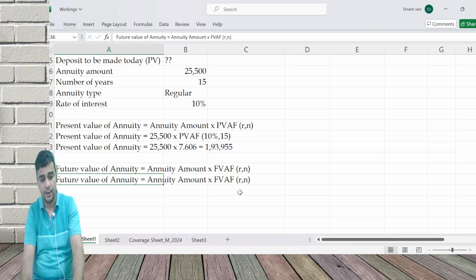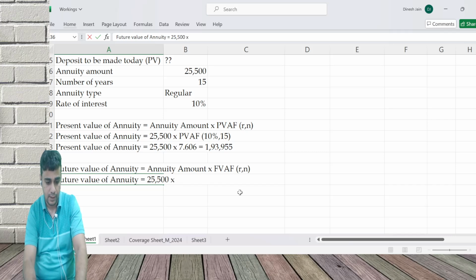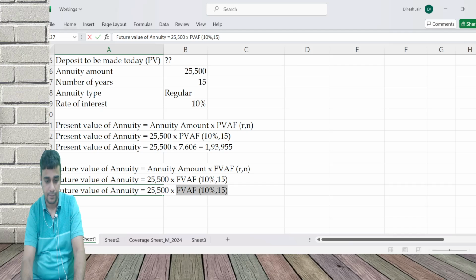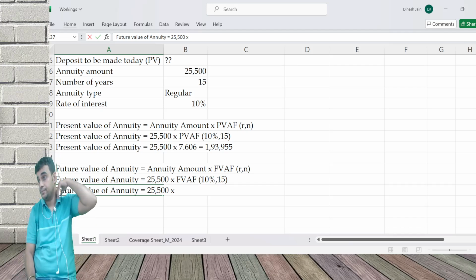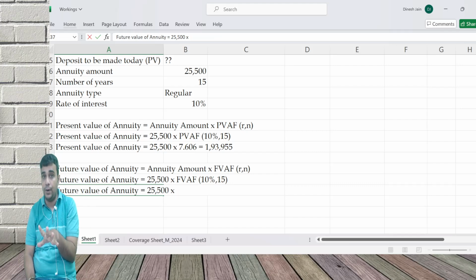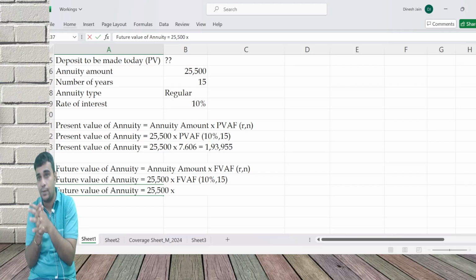Then 25,500 into FVAF 10% comma 15 in the calculator. I'll repeat. By this time you should get full clarity on it. If you still don't get clarity, I'm okay to repeat it, because till you get this done, I cannot go to the advanced areas. Otherwise, I could have told you that you learned this at CA Foundation and proceeded to the next set of areas. But this is a base where I need full clarity.